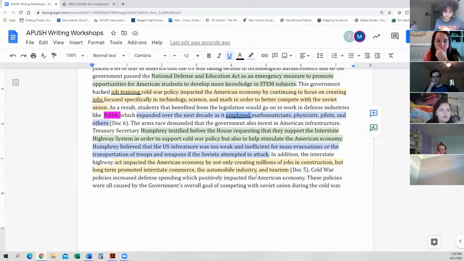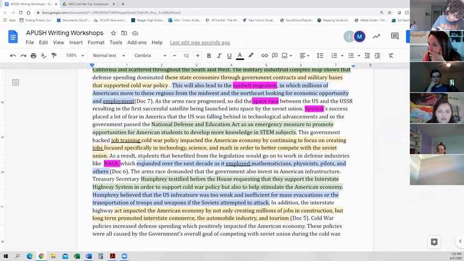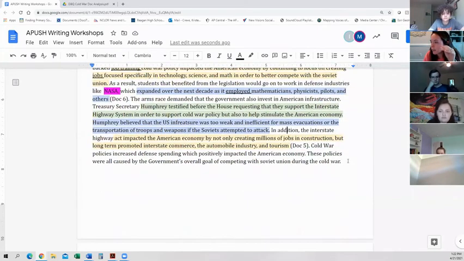Question, yeah. The sentence with the where you just read it, it said the Cold War policy impacted the American economy by continuing to focus on creating jobs, focus specifically in technology, science, and math. Would that sentence earn the supports point, or which one? It's the supports, yep. Yellow is supports, and I need to put that on for some.